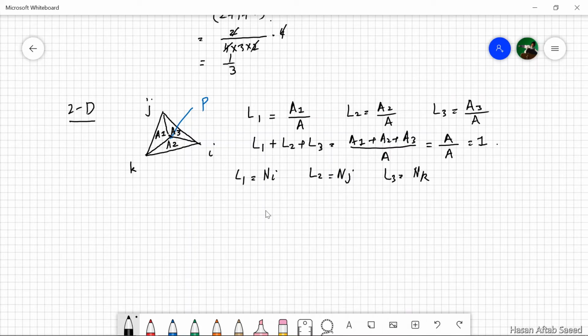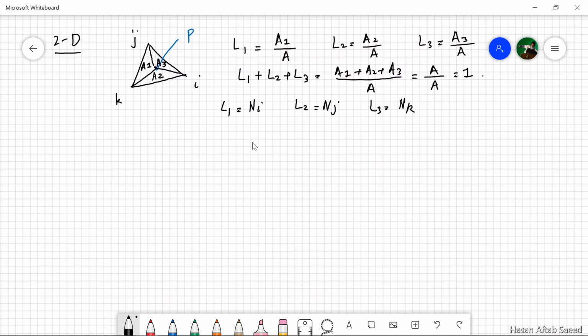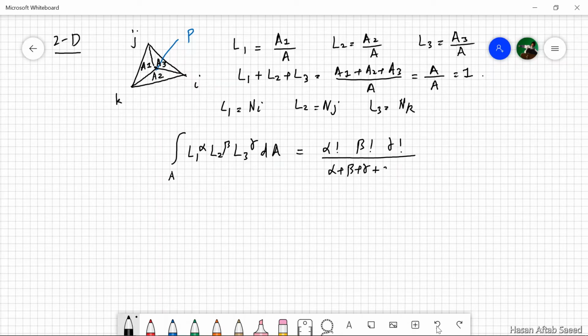Now, as was the case with 1D, we have simple integration formulas. For the 2D case, as expected, there is the area integral of L1 to the alpha, L2 to the beta, L3 to the gamma over a certain area A. Its integration is simply alpha factorial, beta factorial, gamma factorial over (alpha plus beta plus gamma plus 2) factorial, into 2A. Now this is when an area integral is involved.